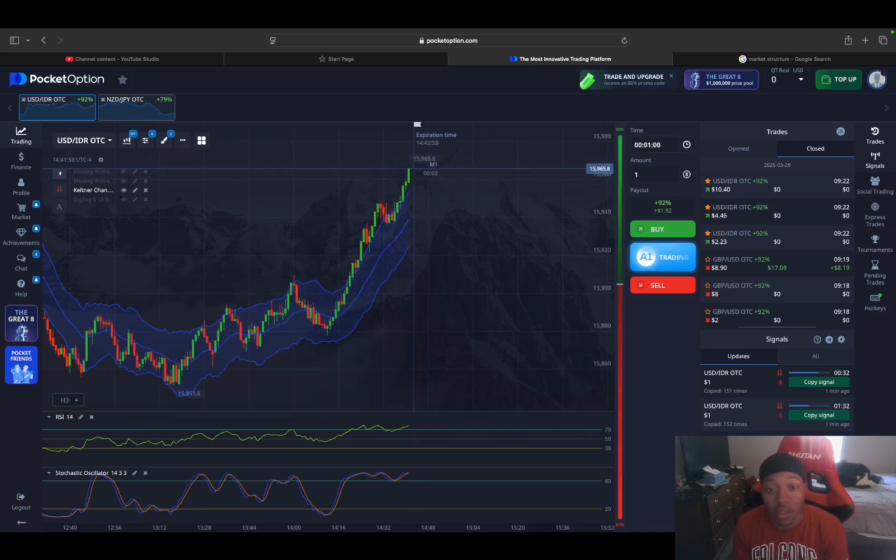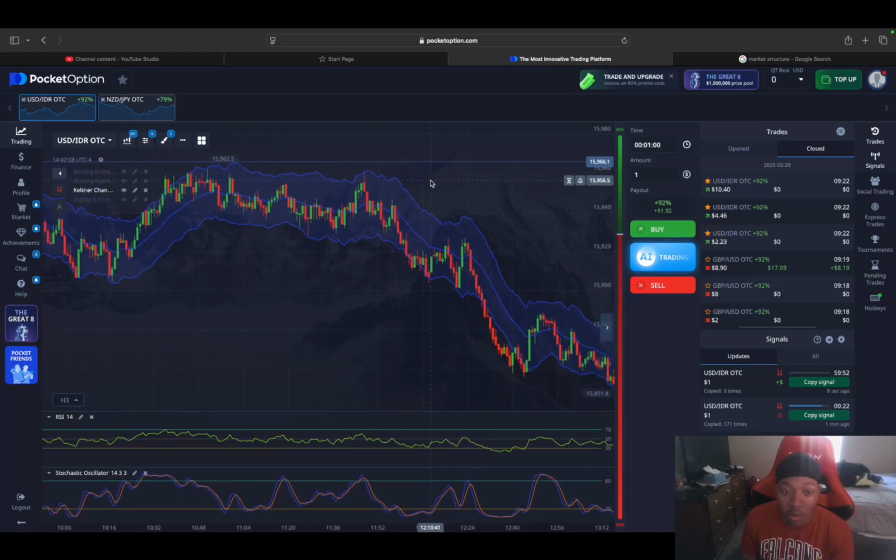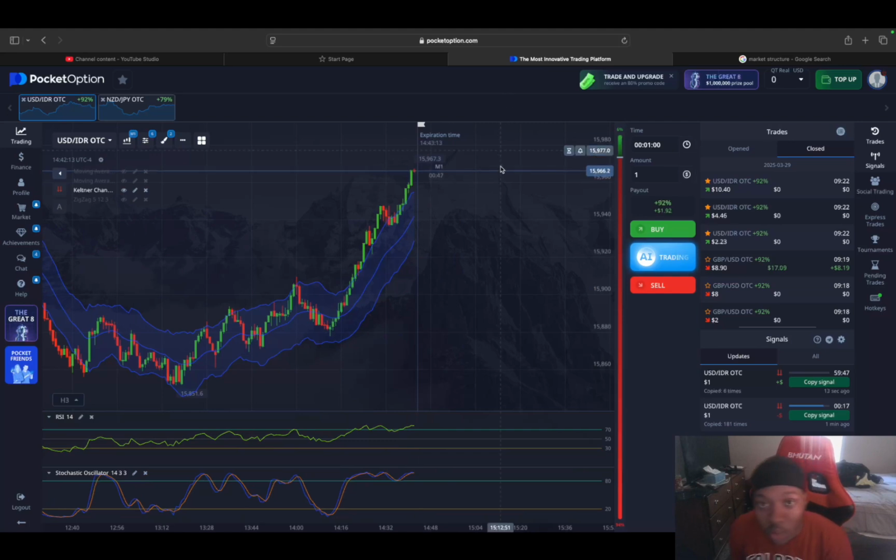Because if you get market structure, then you can know if it's in an uptrend, meaning it's going to keep going up like it's doing now. This is an uptrend. Or it's going to go down, like it was doing right there on the downtrend. Okay? But there are levels to market structure.